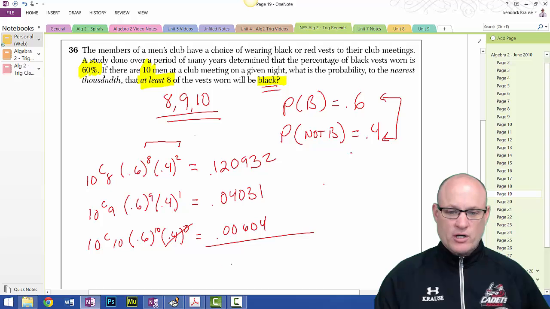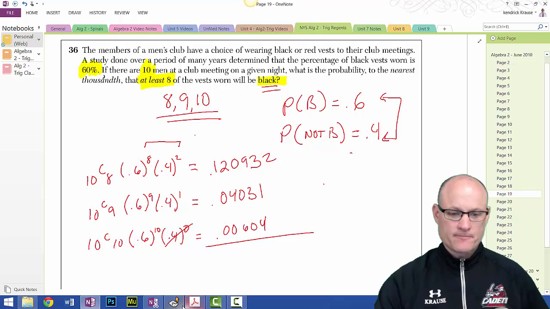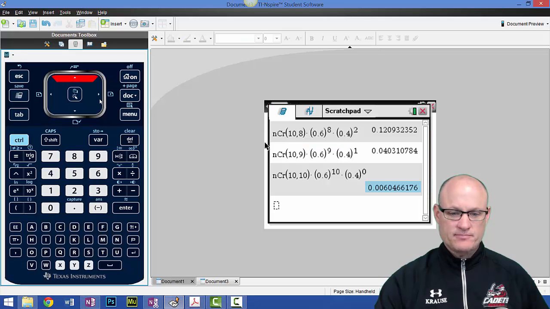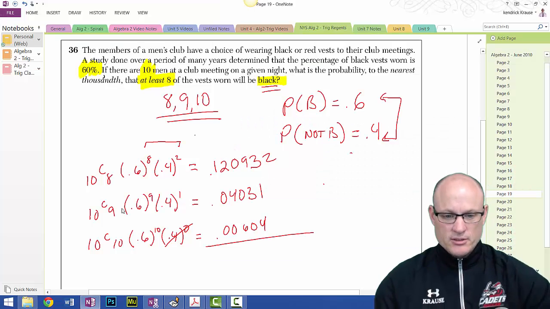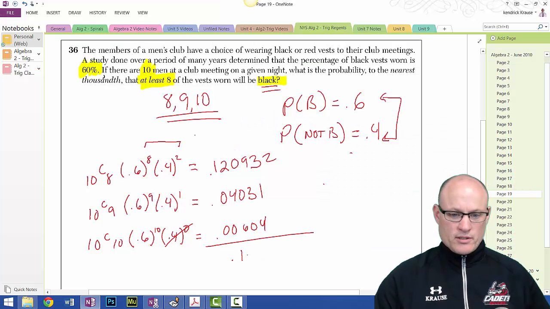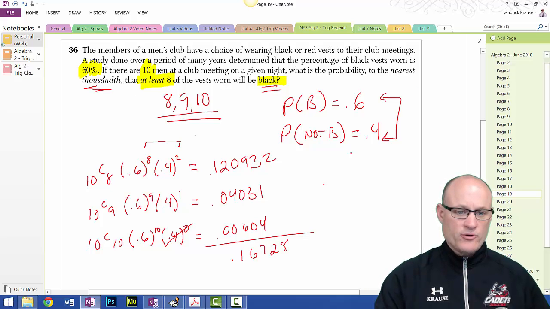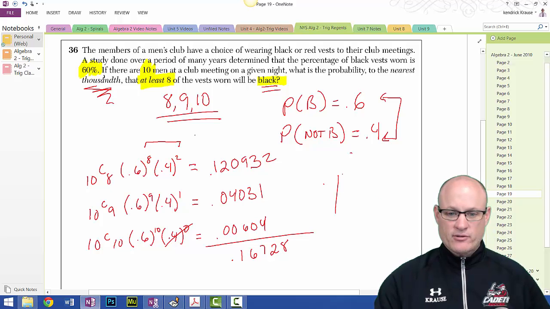Those are just my intermediate work. I want to make sure I have the right answer down here at the end. So what I'm going to do is go back to my calculator, and I'm going to say, okay, I want to add this. Enter. Plus. Now I'm going to go up and get this one. Enter. Plus. And then I'm going to go up and get this one. Enter. And hit enter. And my final answer is 0.16728. I round up to the nearest thousandths place, and so my final answer is 0.167.